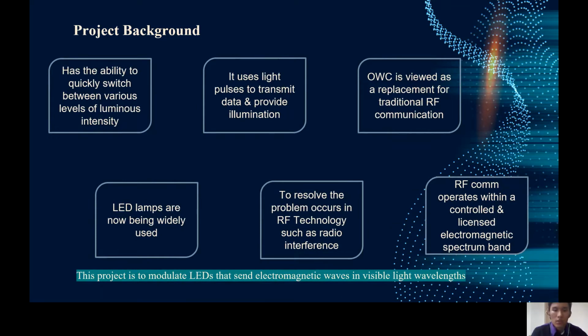A new communication technology known as visible light communication (VLC), which has the ability to quickly switch between various levels of luminous intensity, has given rise to a new communication technology. LED lamps are now being widely used for data transmission as well, thanks to this technology. It uses light pulses to transmit data, and at the same time, it can also provide illumination for the users. To resolve the problem that occurs in radio frequency technology, such as radio interference from other services, this form of wireless communication is recommended and is viewed as a replacement for traditional radio frequency communication.